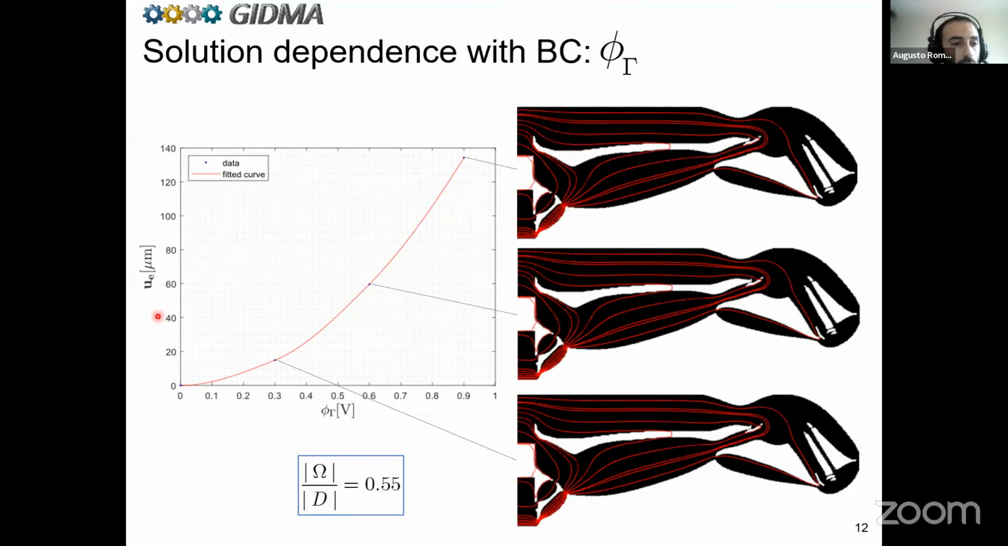We see that, as we expected, the obtained displacement varies quadratically with the applied voltage. As we expected, this is a result of a nonlinear behavior. And we can see that the topology for all these three cases is exactly the same. So we numerically see that the optimum topology does not depend on this value.